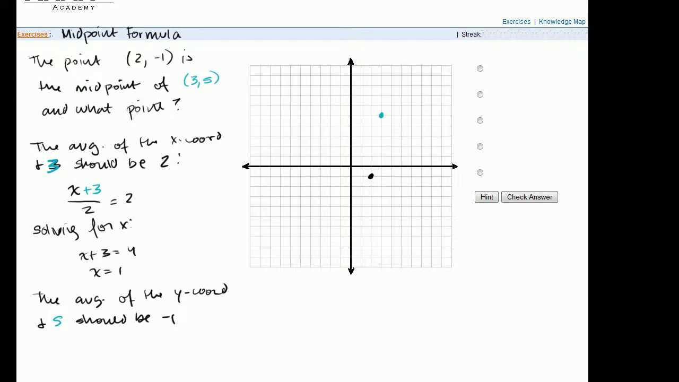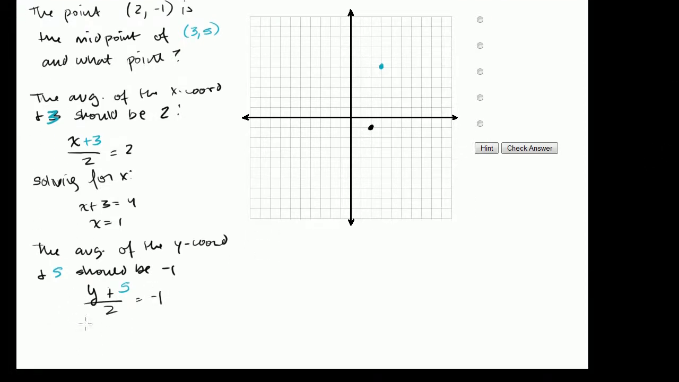And then for the y coordinate, we say y. So the more you want to use colors to make things clear, the better. That's always better. Y plus 5 over 2 is equal to -1. And we can give them the steps. We could write solving for y if you want, so it's the same. Whatever you think is right. So y plus 5 is equal to -2. Y is equal to -7.